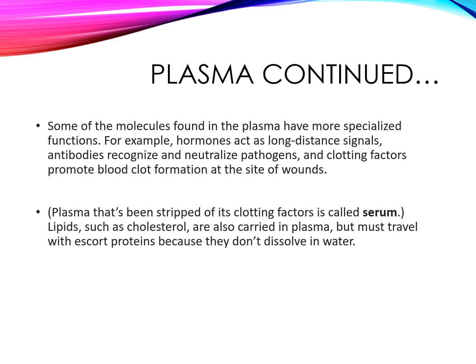Some of the molecules found in the plasma have more specialized functions, like hormones that act as long distance signals, antibodies that recognize and neutralize pathogens, and clotting factors. So many important molecules are present there. Plasma that has been stripped of its clotting factor is called serum. And apart from this, lipids and cholesterol are also present in the plasma.